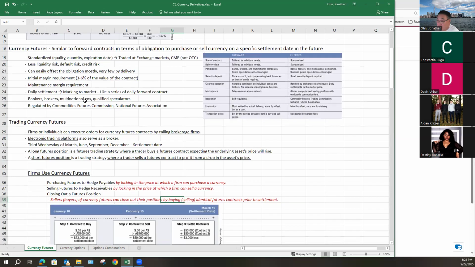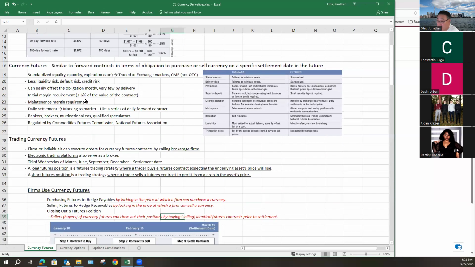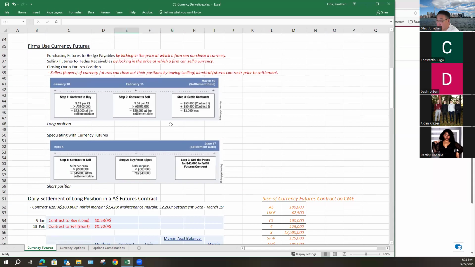But here, the settlement date is March 19th. You see that? Settlement date is the third Wednesday of March, June, September, and December. So in this case, you purchased in January, about 3 months before, a futures contract, and you're in a long position. Now, the settlement date is March 19th, so you take care of this: close out this long position.